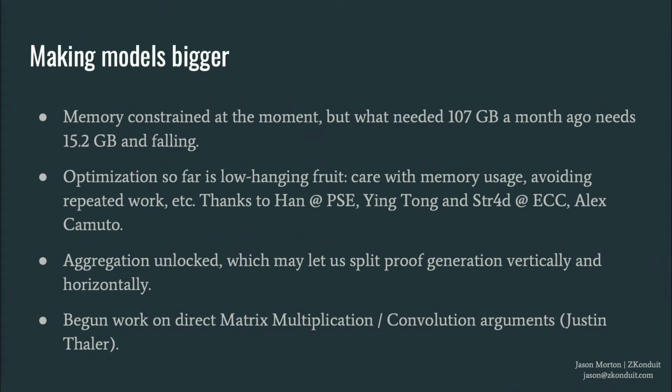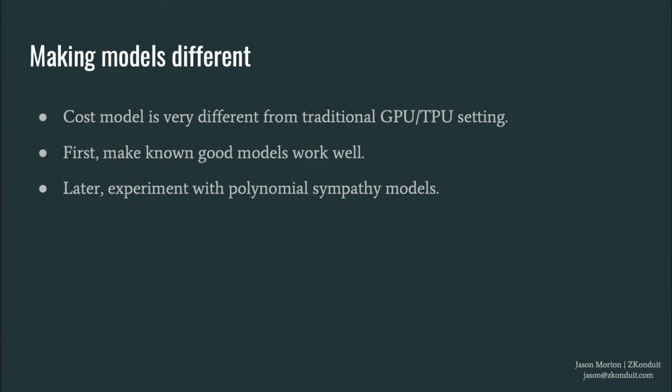And we also have aggregation working now that lets us split proofs horizontally, vertically, hopefully recursion soon. And the big thing that we might do is to add matrix multiplication or convolution arguments, talking to Justin Thaler about that, who wrote that paper. And then, right now we're trying to make known good models work well, but the computational model is very different from the GPU-TPU model. And so we would like to have kind of polynomial sympathy, like mechanical sympathy, in our models eventually. But right now, we're just trying to get something to work.